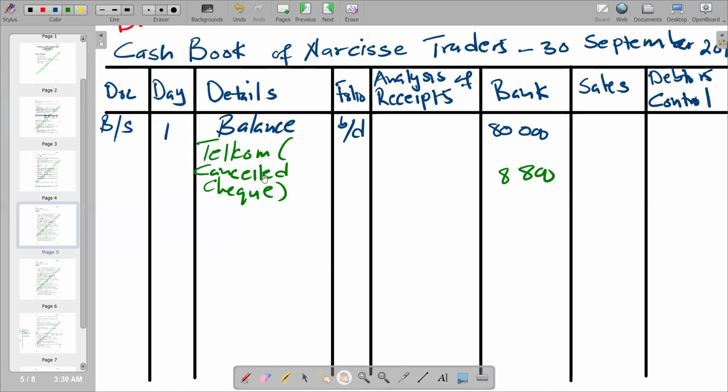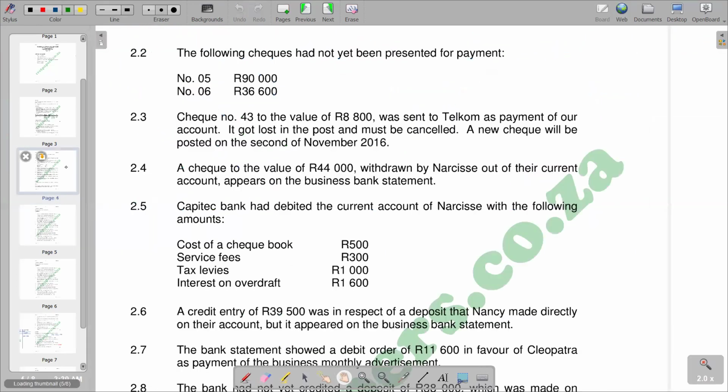And then we move on to the next transaction, which is 2.4, which says a check to the value of 44,000 rands withdrawn by Narcis out of their current account appears on the bank statement. So we see that on the bank statement, there's a 44,000 rands check, which is not supposed to be there.